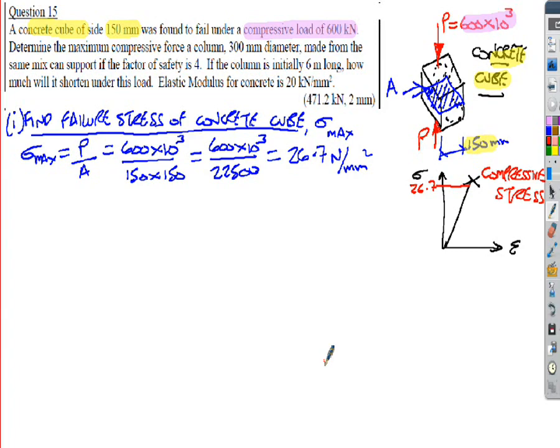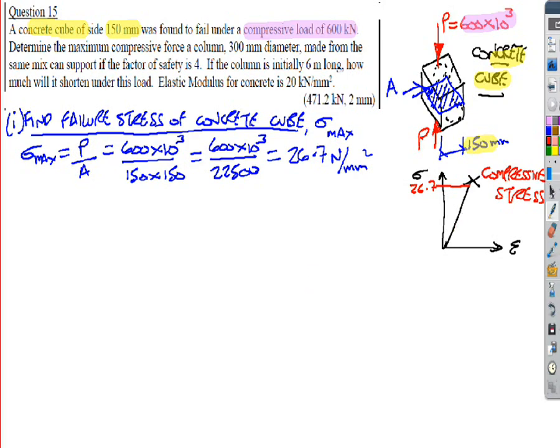So let's read on then. We've been to the test house. We now know what the strength of the concrete mix is. The question goes on to say we're going to design a column from this material of 300 millimeters diameter, and we've got to apply a factor of safety of 4 to the column.